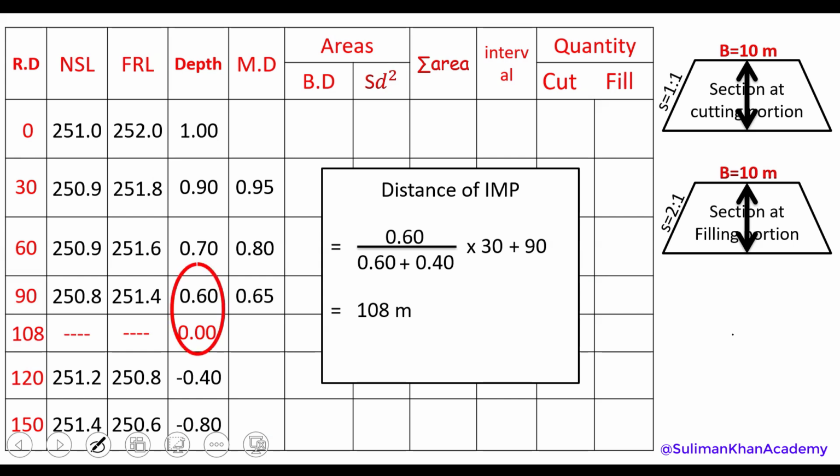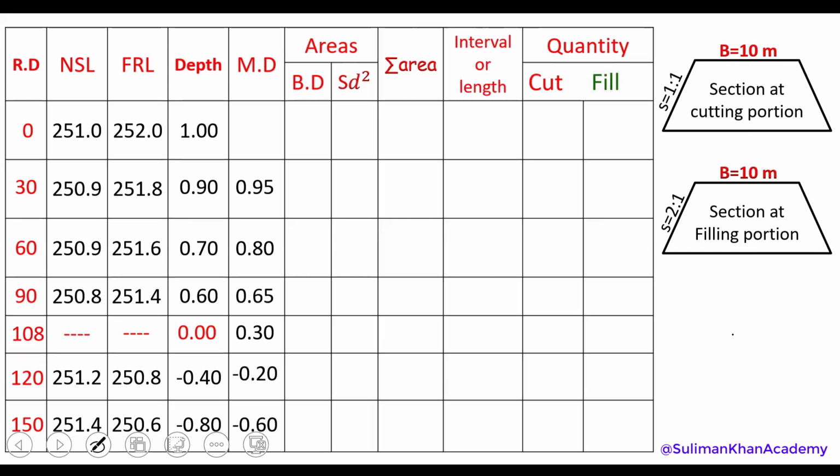Okay. So once we have the intermediate point, then of course we can calculate the mean depth for station 180 and station 90. And that's going to be 0.3. Again, the mean depth for station 108 and 120 should be minus 0.2 and so on. Once we have the mean depth, then of course we can calculate the side areas, or maybe the central one as well.